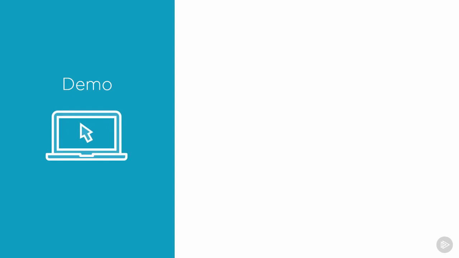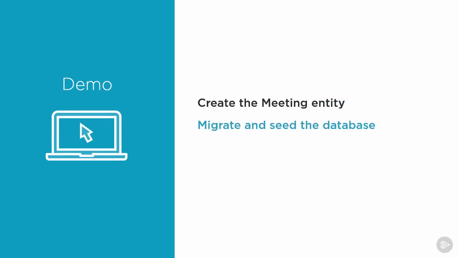In this demonstration, we will create the meeting entity and we will migrate and seed the database. After we have done this, we will also create the meeting repository that can be used from the view model to load and save meetings. Let's start with the meeting entity and let's switch to Visual Studio.